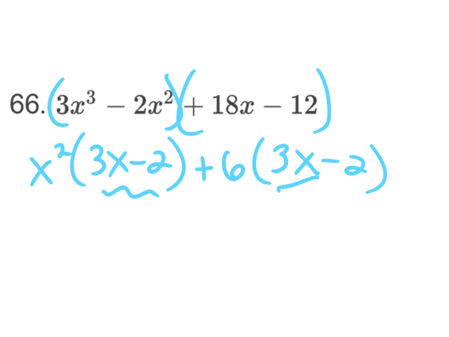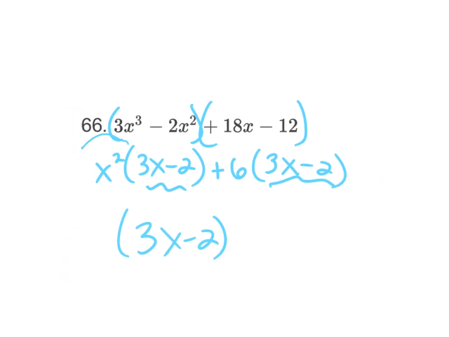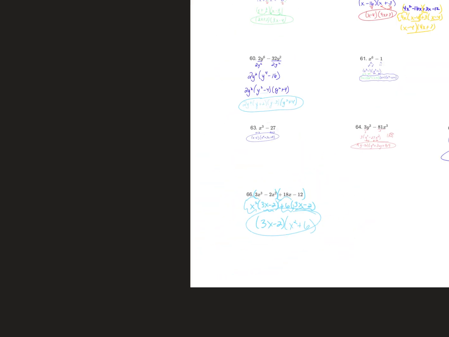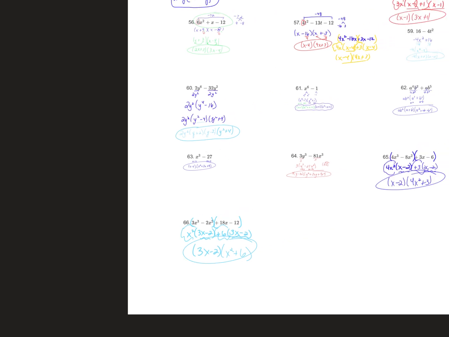So here you see the GCF is actually 3x minus 2. We write that one time out in front, and then my leftovers get their own parentheses. So x squared plus 6. All right, moving along to the next page.